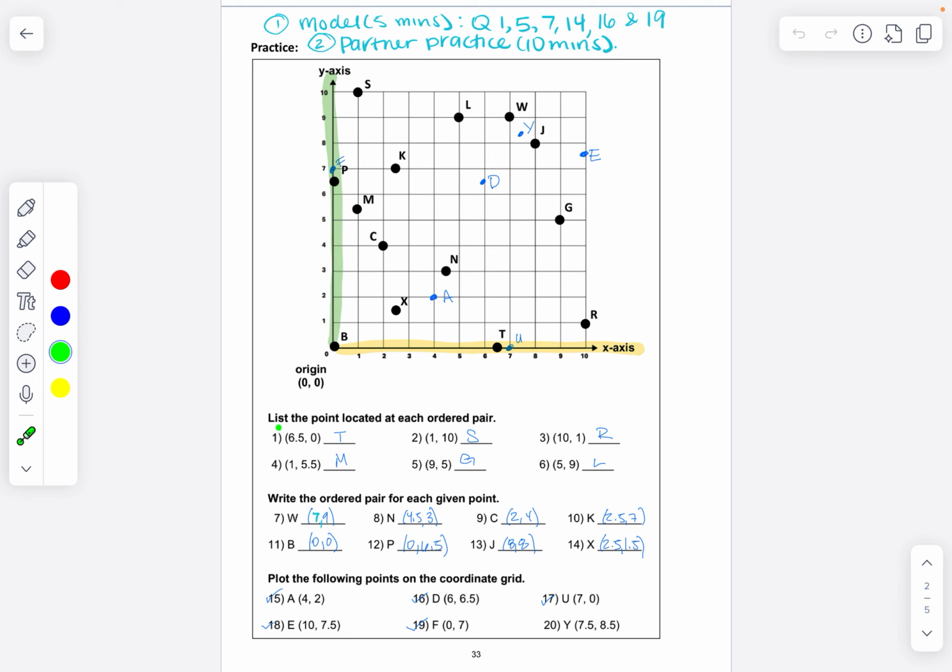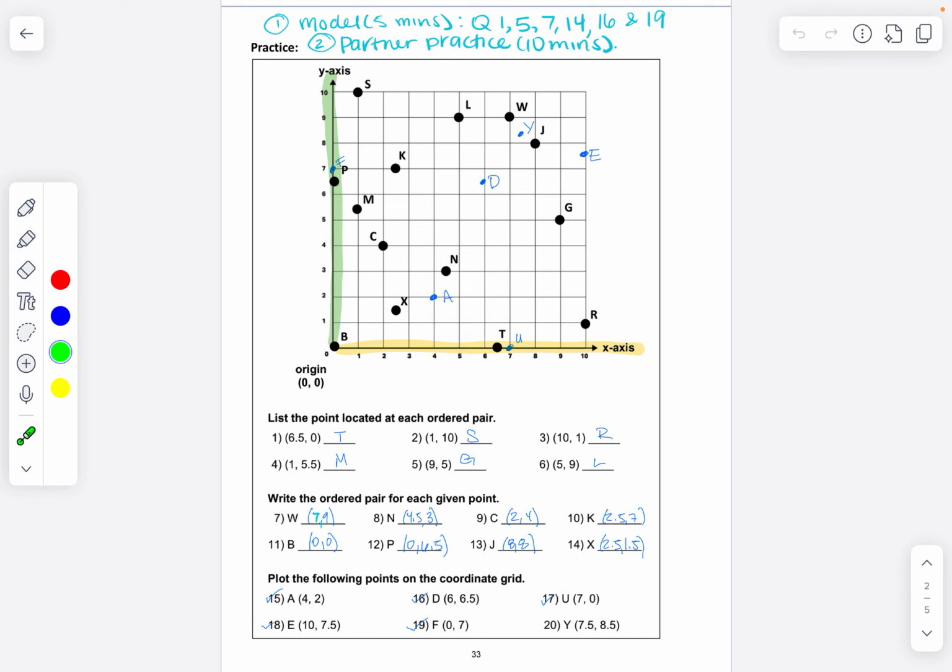So question 1 really focuses on what happens when we are working with decimals and when one of our coordinates or ordered pairs is 0. So always starting at the origin and then focusing on our x-axis first, we are going to locate 6.5. Well, I know that it's not 6, it's also not 7, so it's halfway between 6 and 7, so 6.5 is right here, and then the y-coordinate is 0, so that means I need to go up 0 spaces. That means I don't move anywhere, so T is my answer, okay?